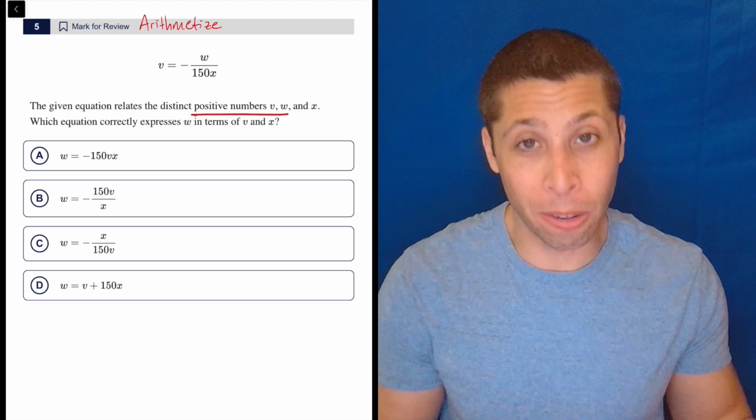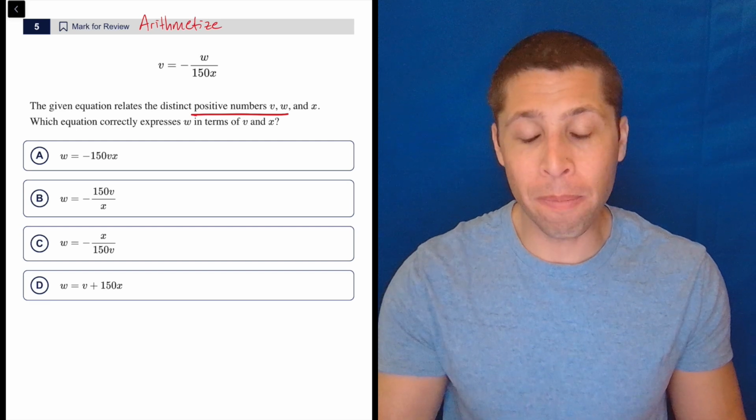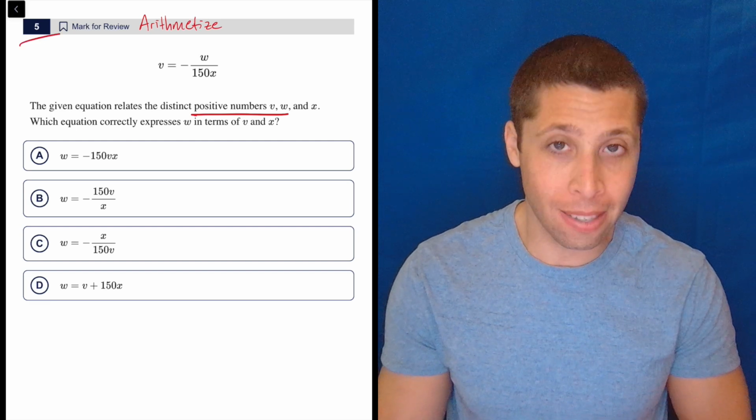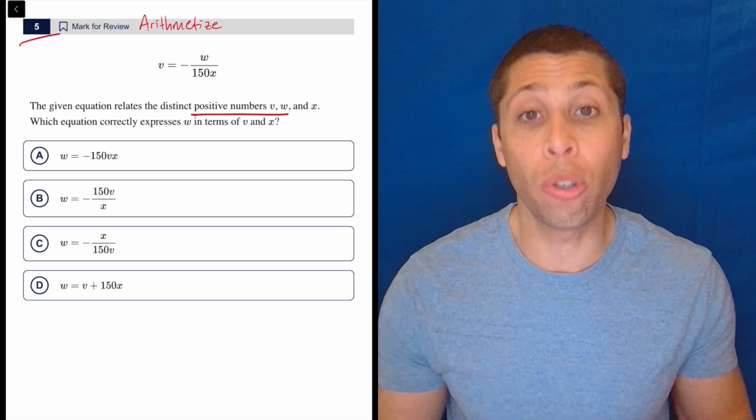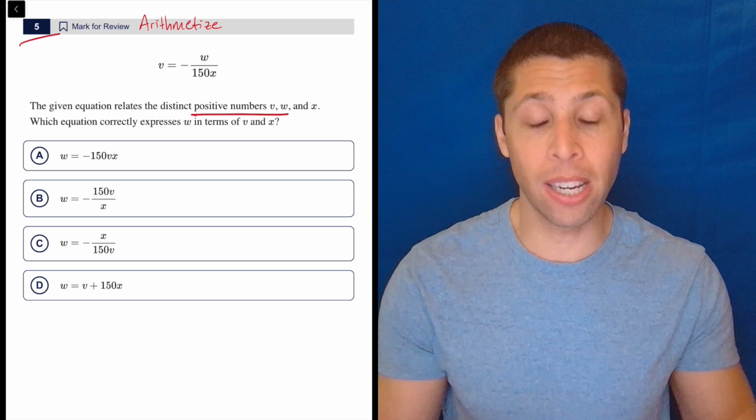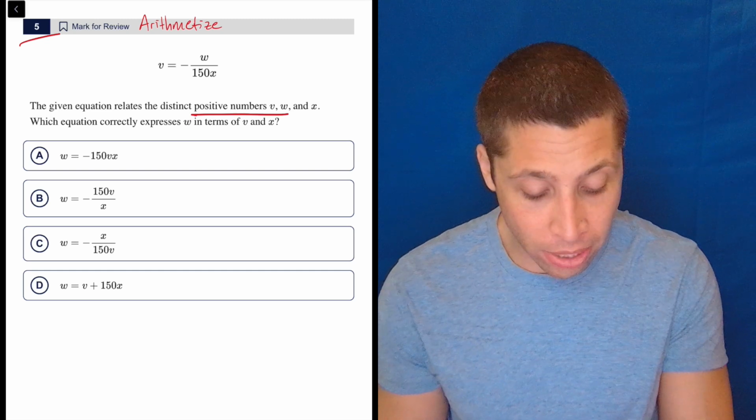But I wouldn't arithmetize here. To be clear, I instantly know that I could, but I wouldn't because it's number 5. It's supposed to be pretty easy. They're asking me to solve for w. This is a fairly simple equation where you should know the algebra moves necessary, and it is much faster to just do that. So if I want to get w alone, I have to get rid of the fraction.